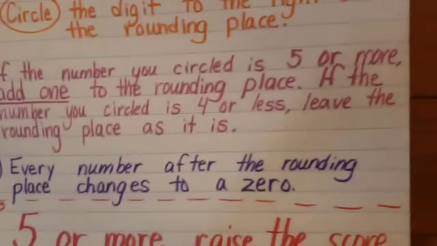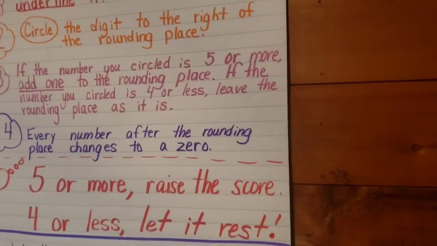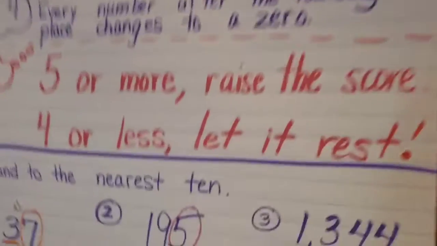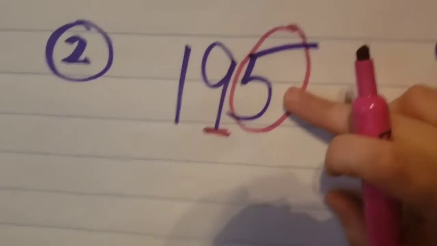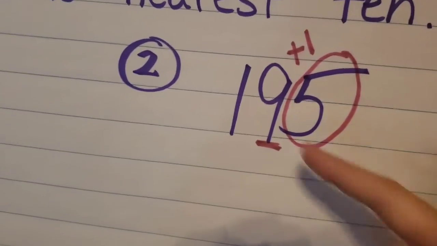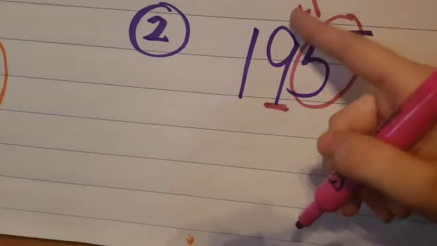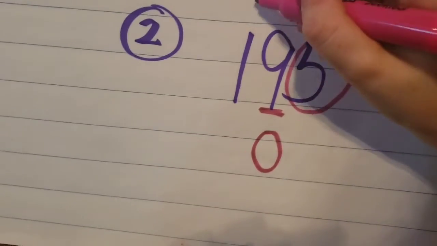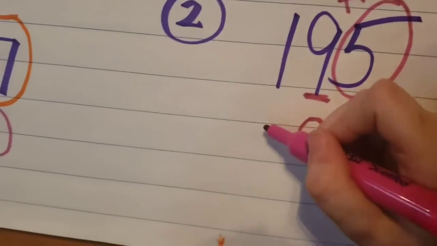Now I'm going to think about that rule. Step 3, 5 or more, raise the score. 4 or less, let it rest. So that number I circled is 5. So that means raise the score. I'm going to add 1 here. Now this is interesting. It's an interesting example because when I add 1 to 9, I get 10, but I can't fit 10 in the tens place. So I'm actually going to put a 0 in the tens place and regroup a 1 into the hundreds place.